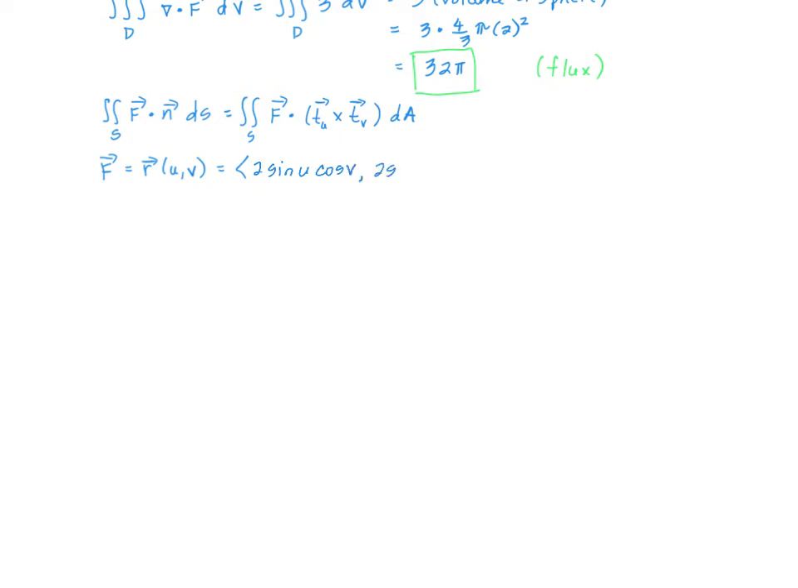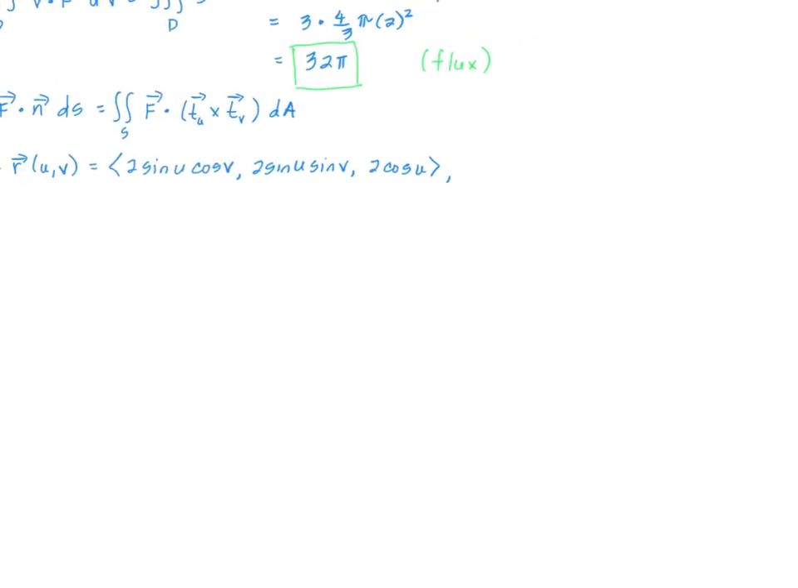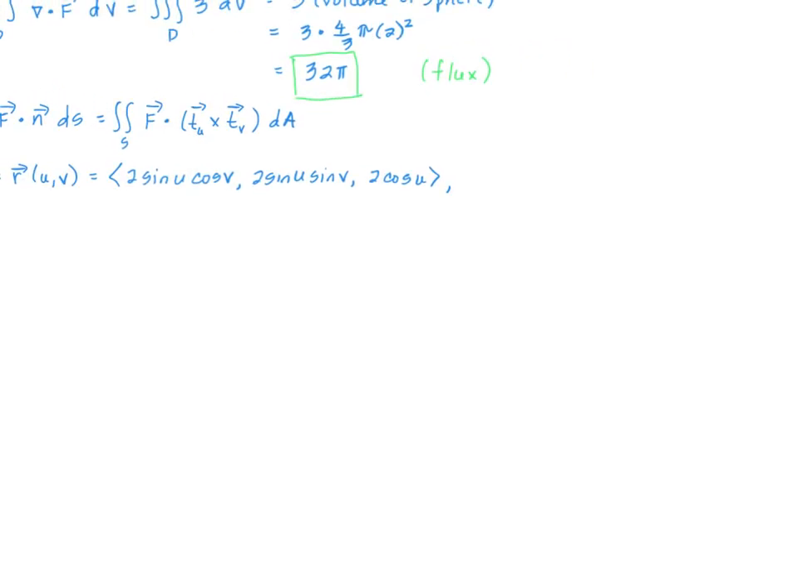2 sine u sine v. Again, we're just looking at the form that we had from a previous section. And then 2 cosine of u. So recall here that this is spherical, where we let u equal to phi and v equal to theta.